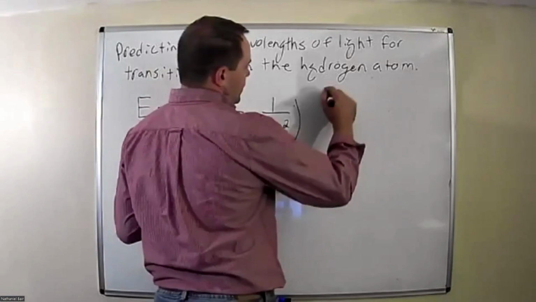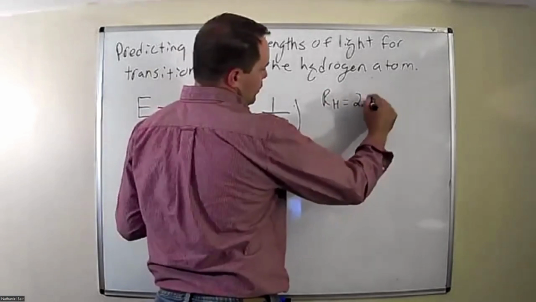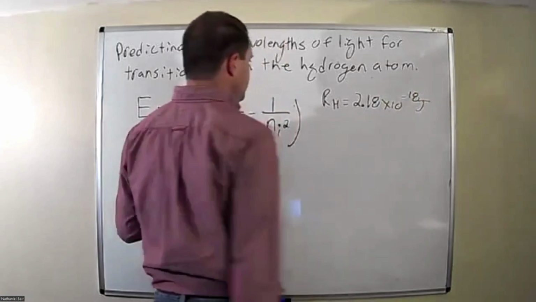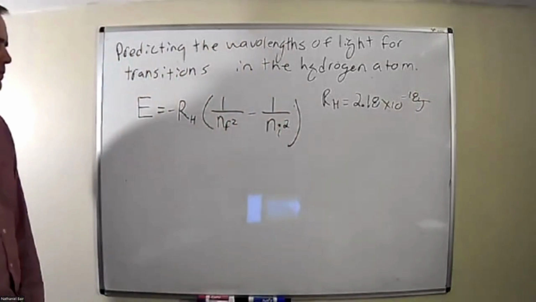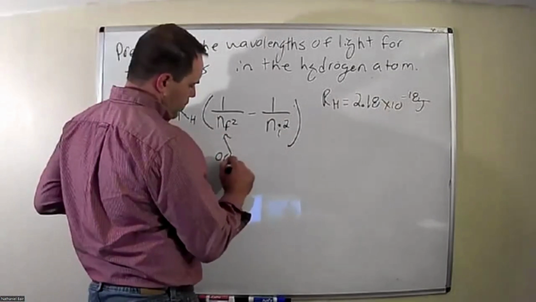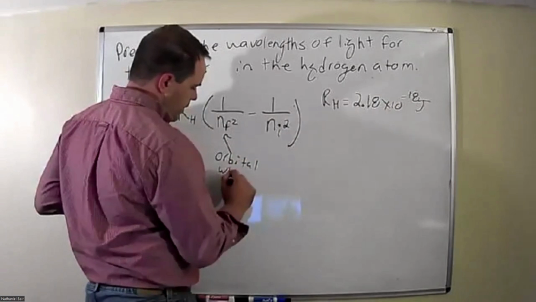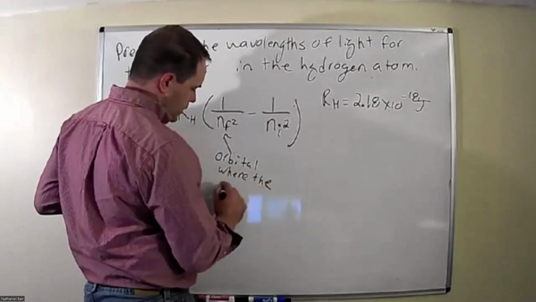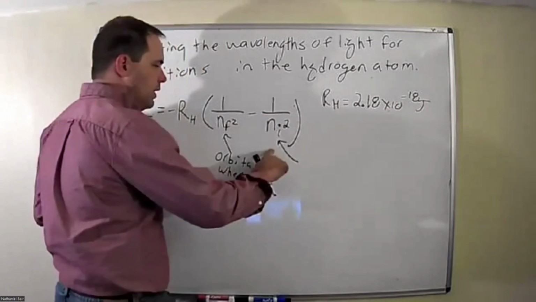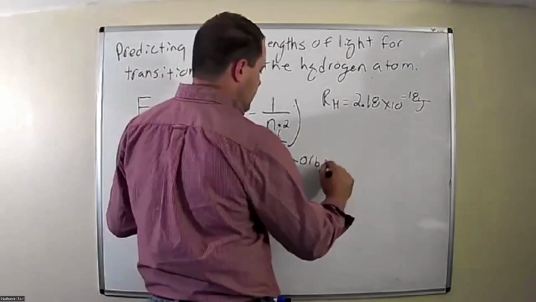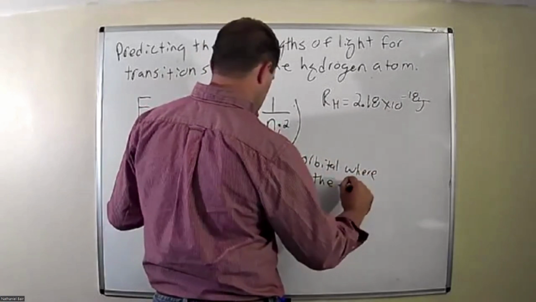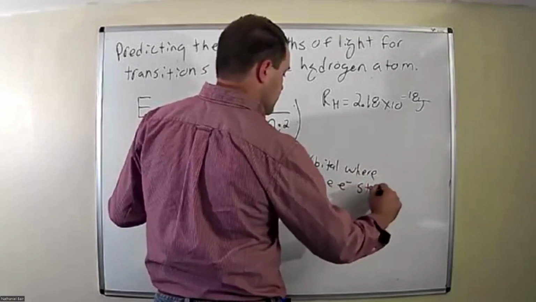First, let's start with the Rydberg constant. The Rydberg constant is 2.18 times 10 to the negative 18th joules. And n final squared, this is the orbital where the electron stops. And n initial squared, this is the orbital where the electron starts.